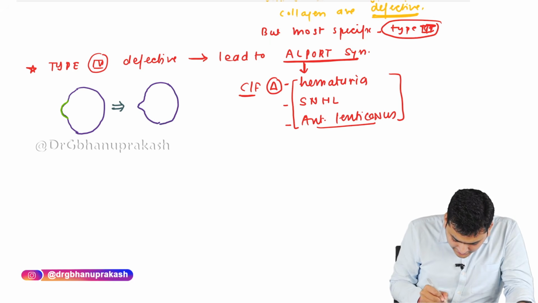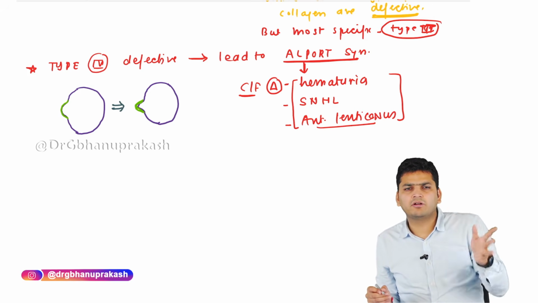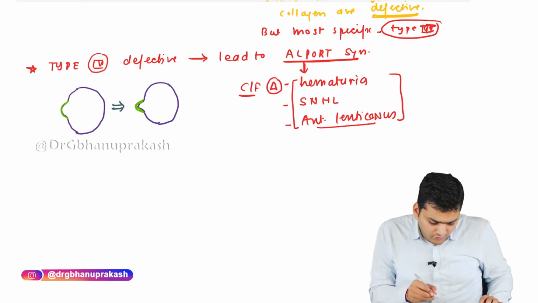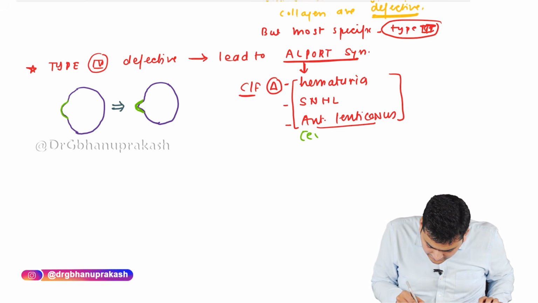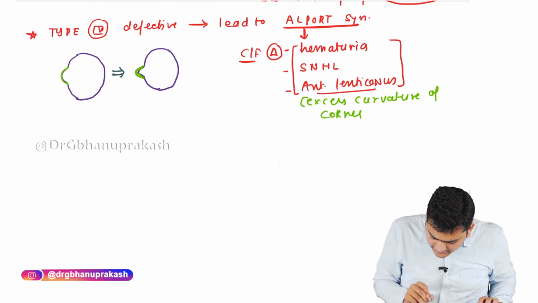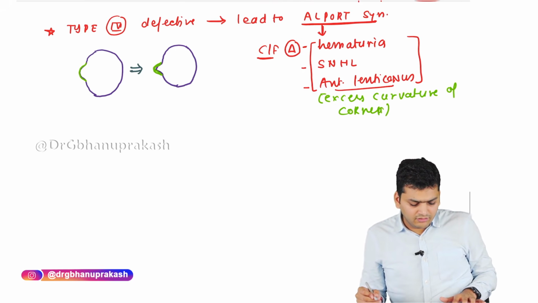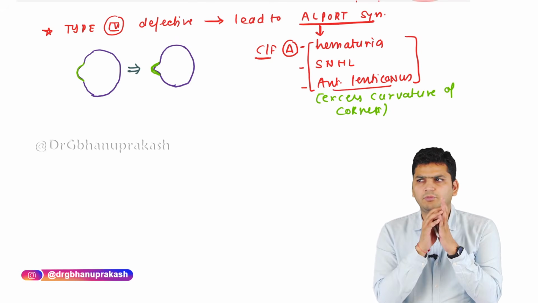Now what you can appreciate is that the curvature of the cornea is increased excessively on the anterior side. This excessive curvature of the cornea on the anterior side is called anterior lenticonus. So lenticonus is excessive curvature of the cornea. That is the Alport syndrome.